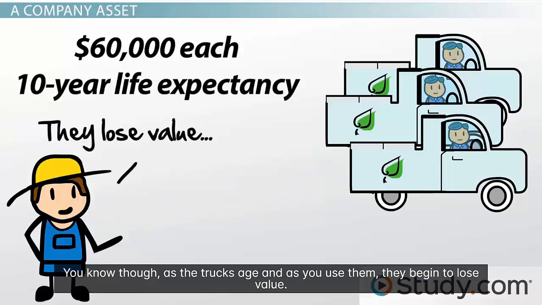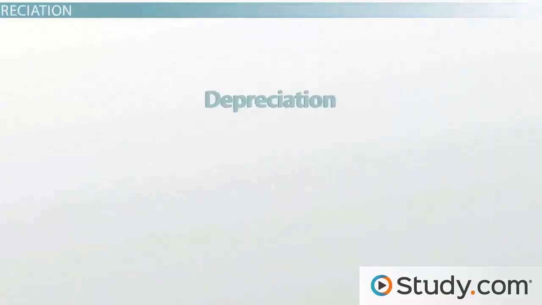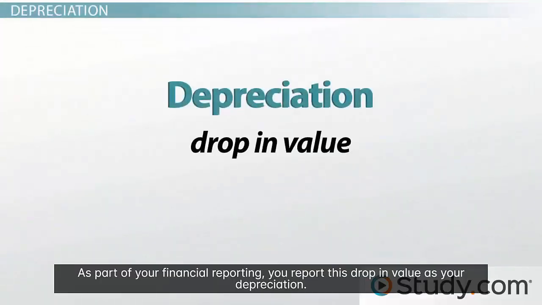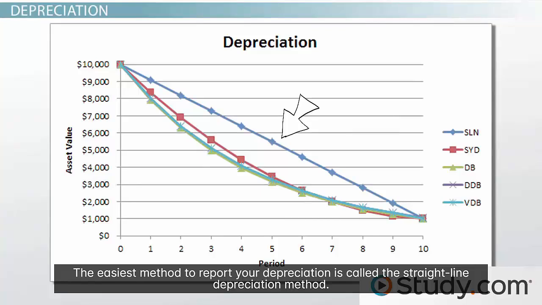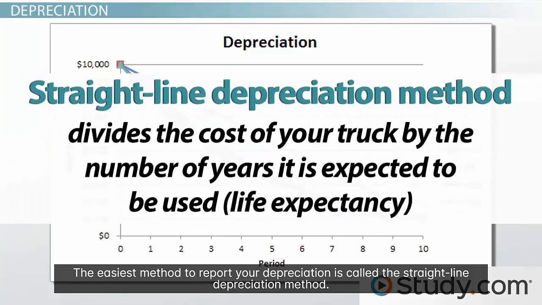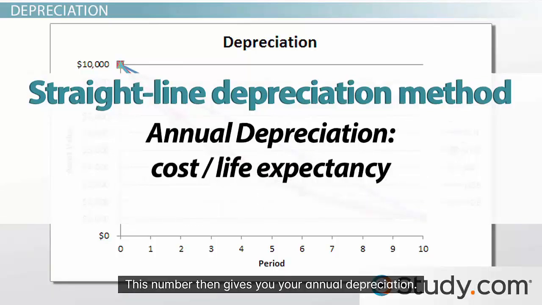You know, though, as the trucks age and as you use them, they begin to lose value. Each year they lose a bit more money and their value drops. As part of your financial reporting, you report this drop in value as your depreciation. The easiest method to report your depreciation is called the straight-line depreciation method. This method divides the cost of your truck by the number of years it is expected to be used, its life expectancy. This number then gives you your annual depreciation.